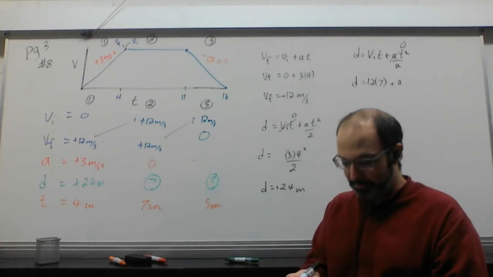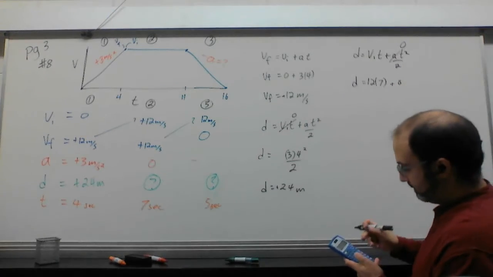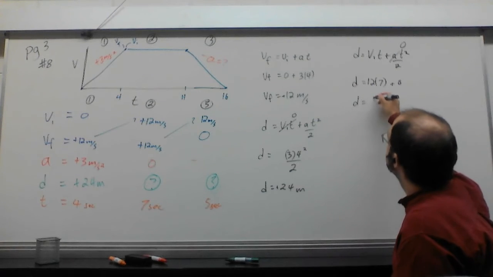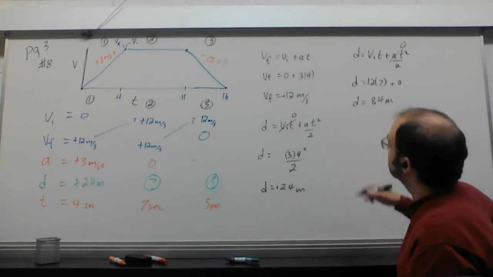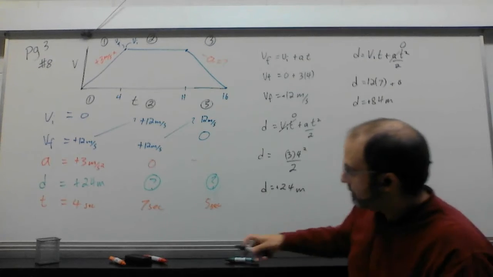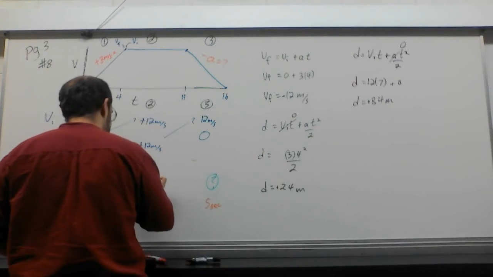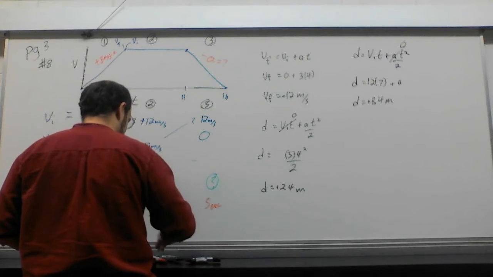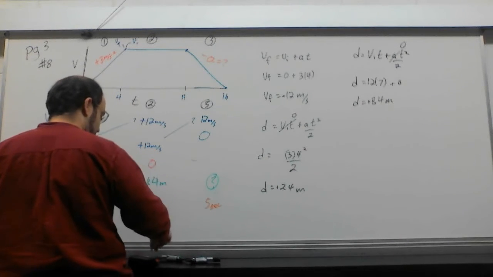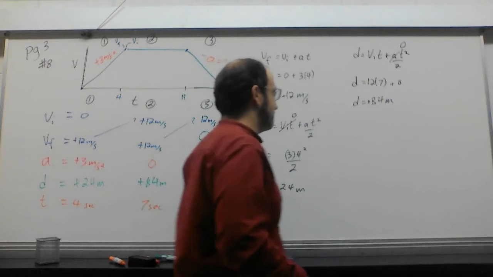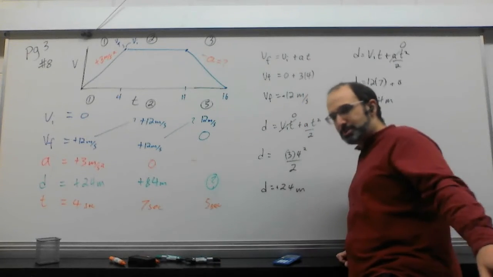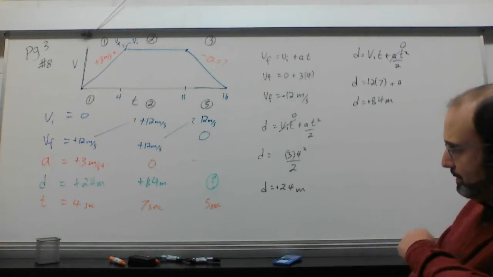So 12 times 7, 84 meters. Oh, and it's positive. So I come back over here, I erase, put in positive 84 meters. And I think you can see here at this point that we're basically just doing the same things over and over again. Now, equation 5 isn't really going to help us with this last one.